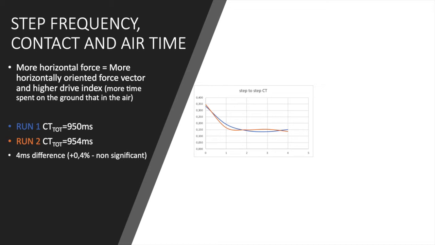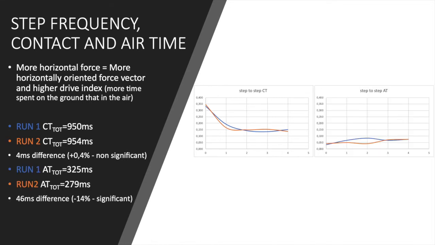With these two videos, contact times are really similar, 0.95 seconds for both of the runs. This is a 0.4% difference, which is really small and non-significant. However, the difference in air time is significant. The difference is 14%. Actually, in run 2, the total air time during these 5 steps is 14% less than in run 1.